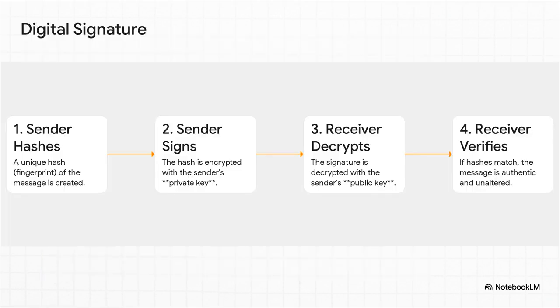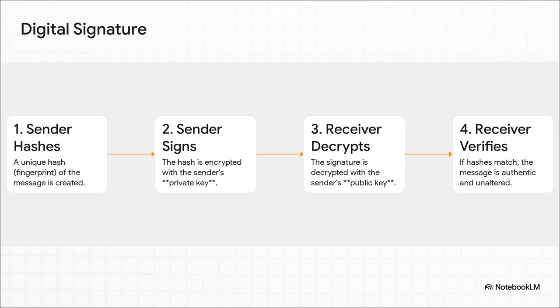So let's put it all together and see how a digital signature actually works. The goal here isn't to hide the message. It's to prove who sent it and that it hasn't been changed. So first, you take your message and create that unique hash. Then, and this is the clever part, you encrypt just the hash using your secret private key. That little encrypted hash, that is your digital signature.